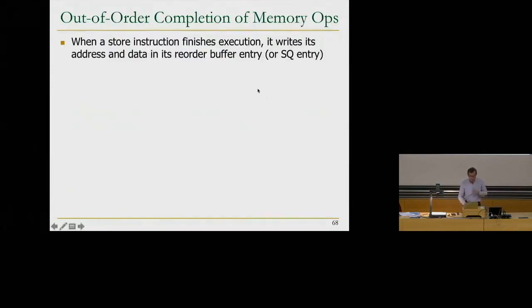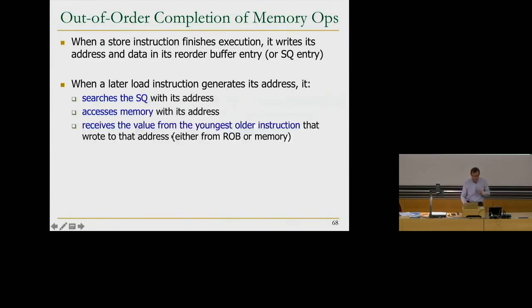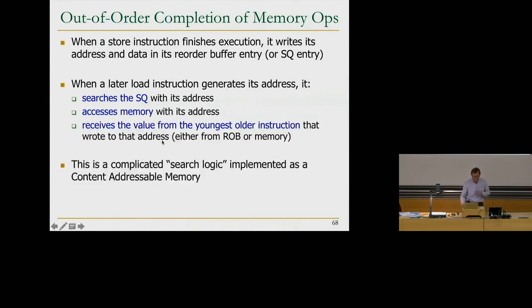When a store instruction finishes execution, it writes its address and data in its reorder buffer entry or the store queue entry. When a later load instruction generates its address, it searches the store queue with its address. We're going to look at how bad that search is. It accesses memory with its address, and it receives a value from the youngest older instruction that wrote to that address, hopefully.